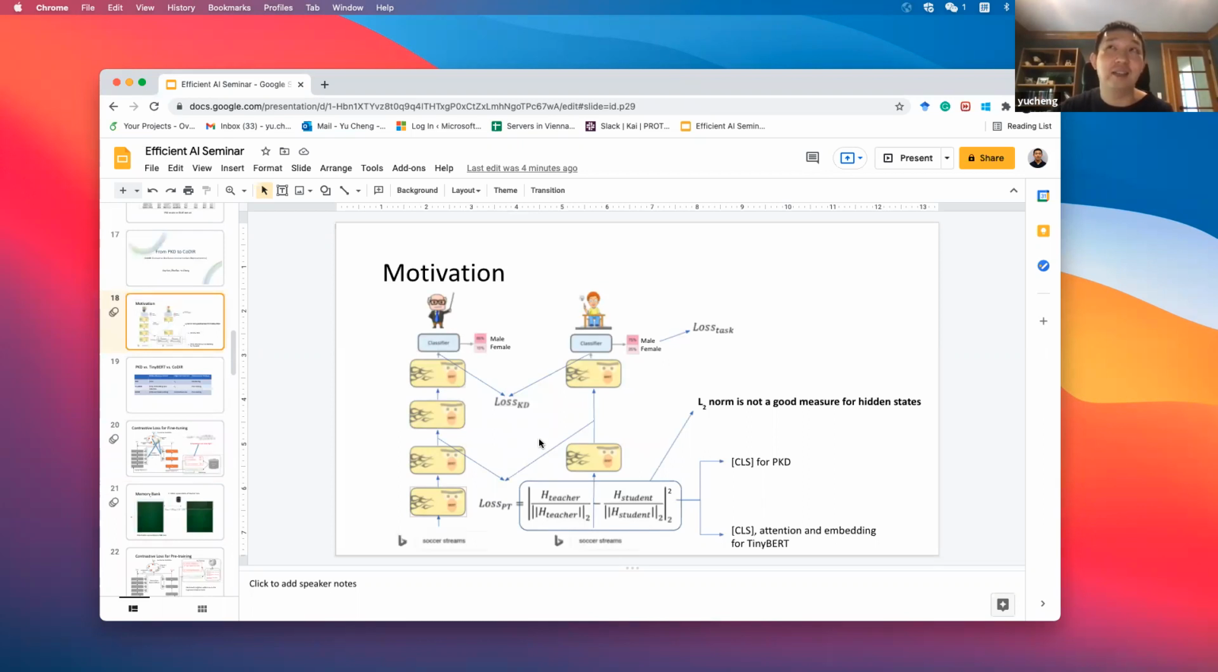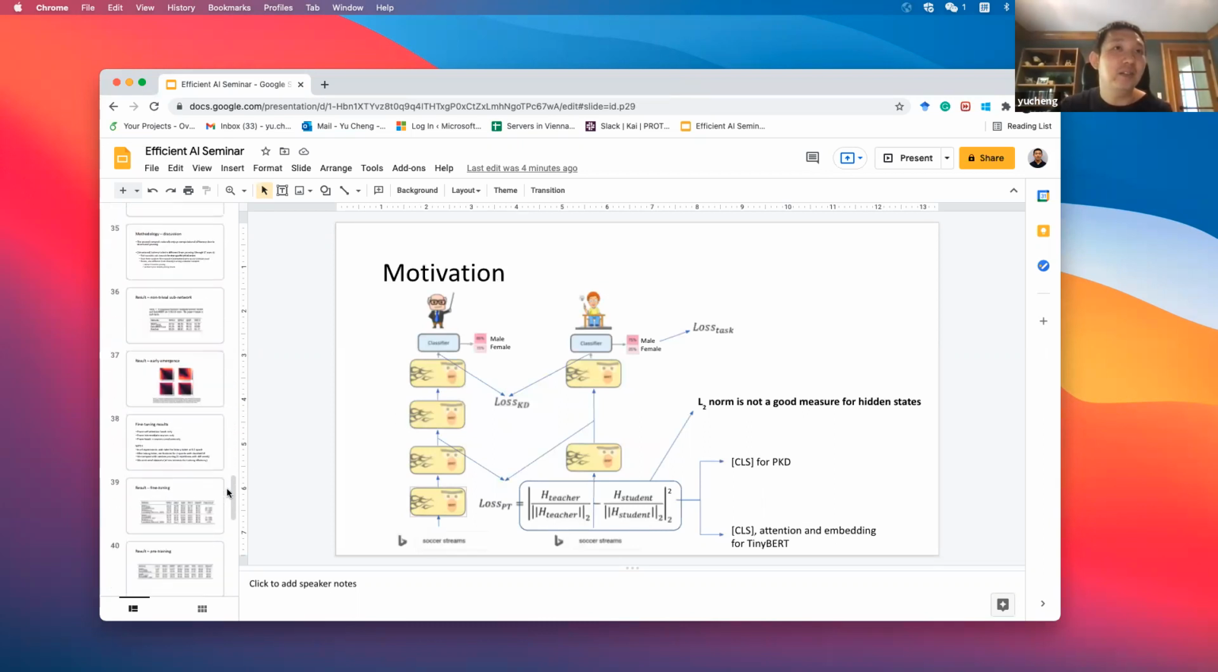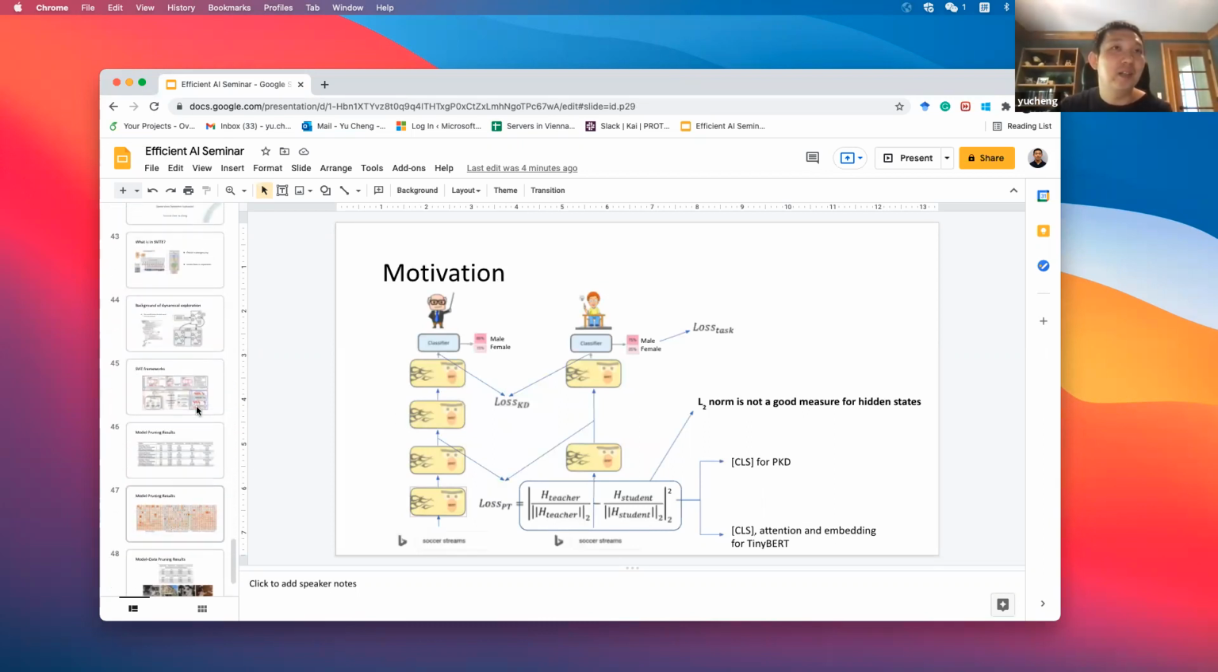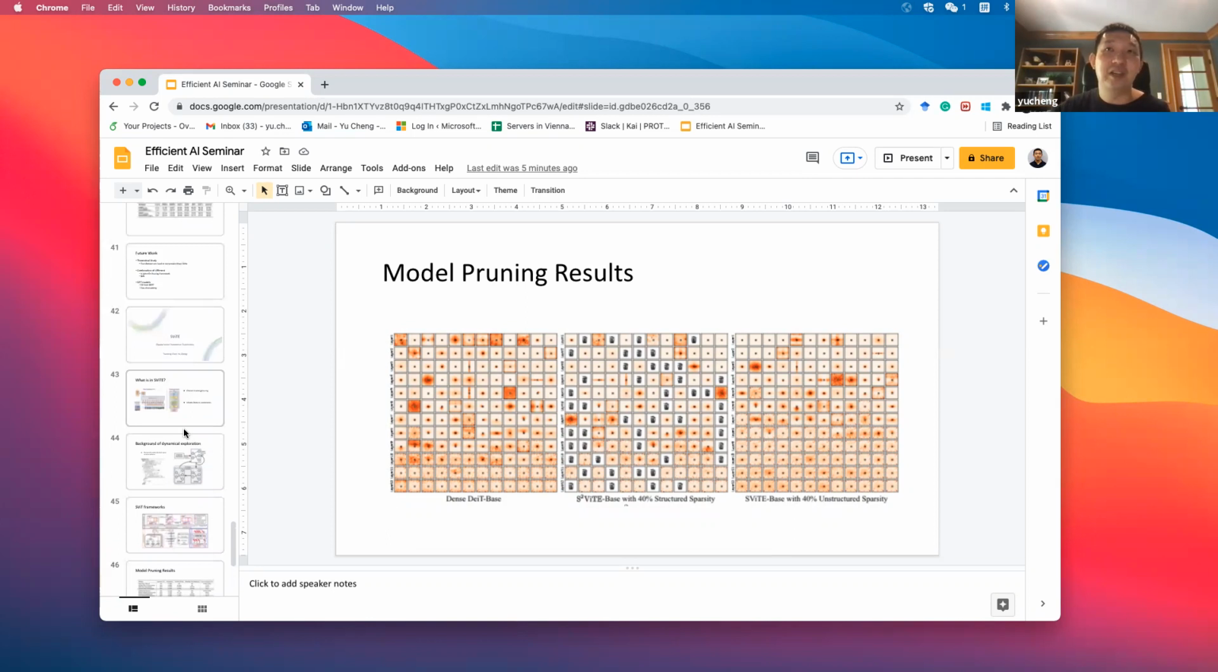I don't know any CNN work that has used this PT loss before, but I actually find that it's useful. Also, because the architecture of the transformer is different from CNN, when you do something like structural pruning, it's different from pruning channels in CNN. Here you prune the attention heads and also the MLP layers.